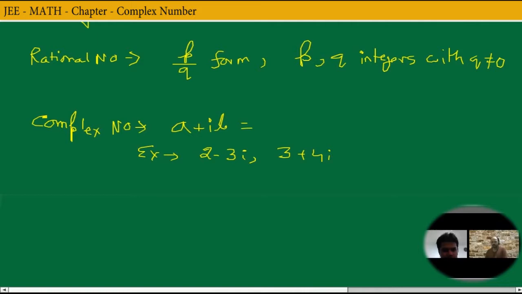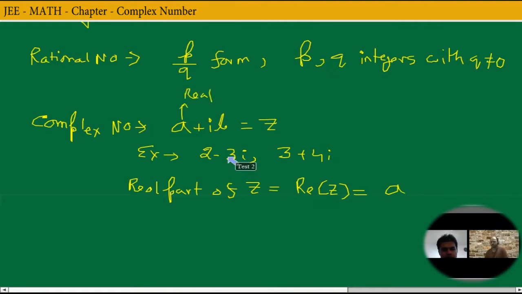Suppose this is equal to z. Now the question is, the real part of z, that is denoted by Re z, is equal to a. So this one is the real part. Why is it called the real part, you might ask me? Because this term or this expression is not associated with iota or i. This is free from i. You can see that?